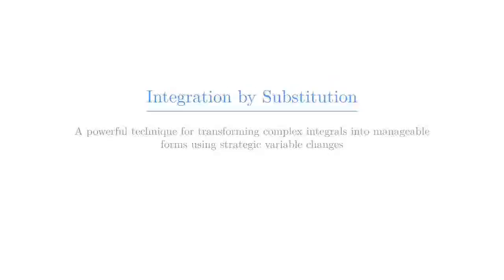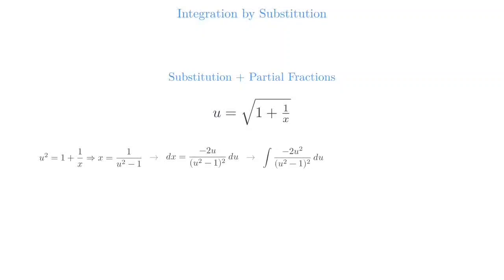This video demonstrates how to evaluate integrals involving nested radicals using substitution methods. We'll substitute u equals the square root of 1 plus 1 over x. This gives us x equals 1 over u squared minus 1, and dx equals negative 2u over (u squared minus 1) squared du. The integral becomes negative 2u squared over (u squared minus 1) squared. We then decompose using partial fractions and integrate. Let's work through it on the diagram.